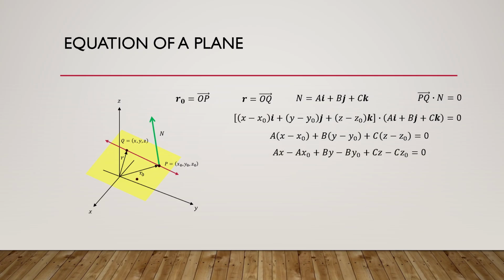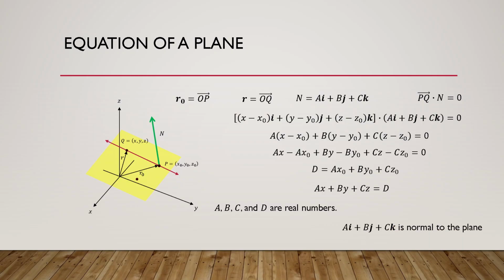If we set d equal to a times x sub 0 plus b times y sub 0 plus c times z sub 0, then we get the general equation for the plane, ax plus by plus cz equals d, where a, b, c, and d are real numbers, and the vector ai plus bj plus ck is normal to the plane.